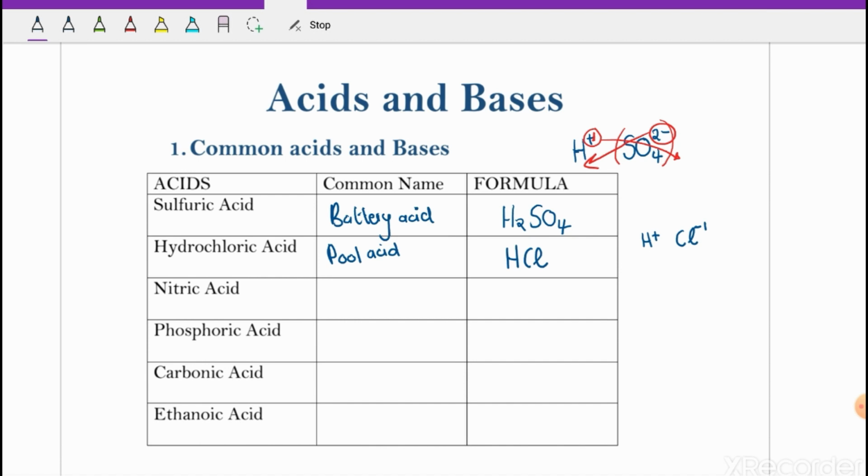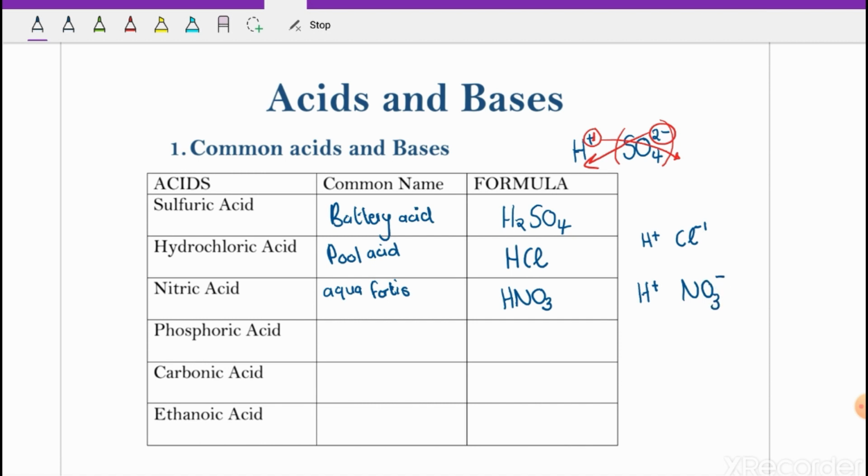Then nitric acid is mostly known as nitric acid, but another common name is aqua fortis. We don't actually use this one. We normally just go with nitric acid, and the formula for nitric acid is HNO3, because it comprises a hydrogen ion and also a nitrate.